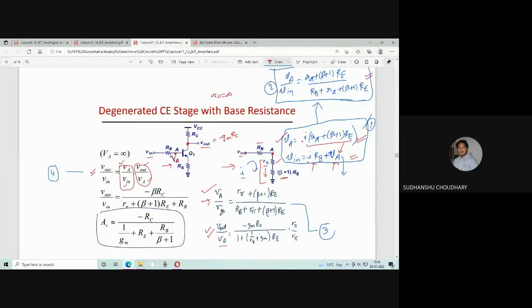Okay. So from this I can simply find the overall gain AV, which is equal to now here this much, right? Minus beta RC by R pi plus beta plus 1 RE dash, and then further dividing the numerator and denominator by beta, you get the overall gain for this circuit with base resistance also and emitter degeneration also. So you get AV, that is gain, as this much. Okay.